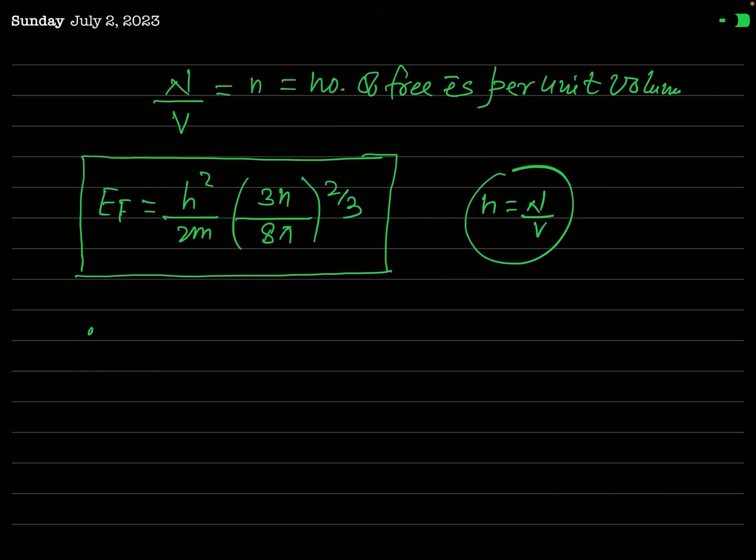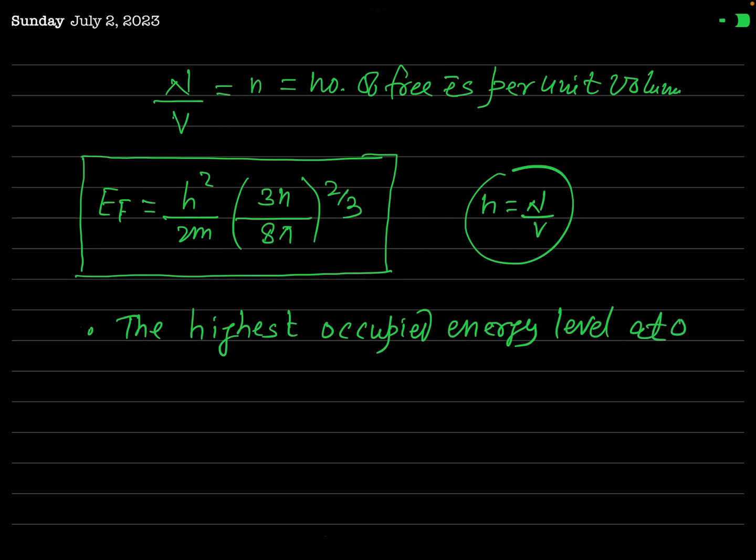So you can say that the highest occupied energy level at 0 K is the Fermi level, and the energy corresponding to that is called the Fermi energy EF.